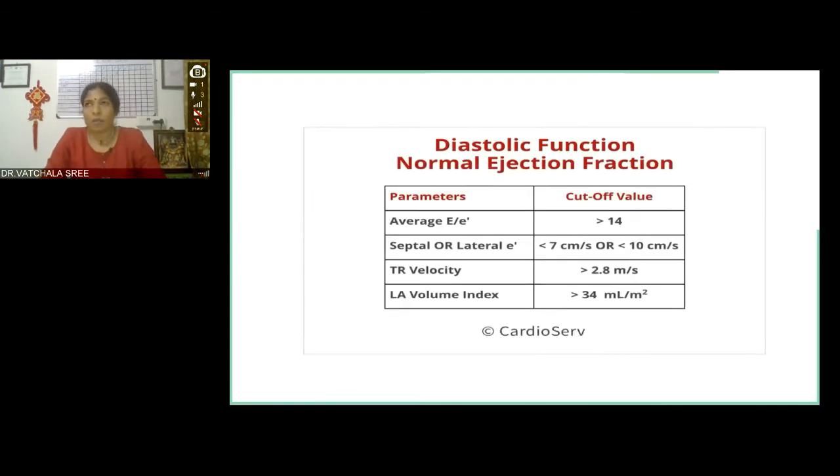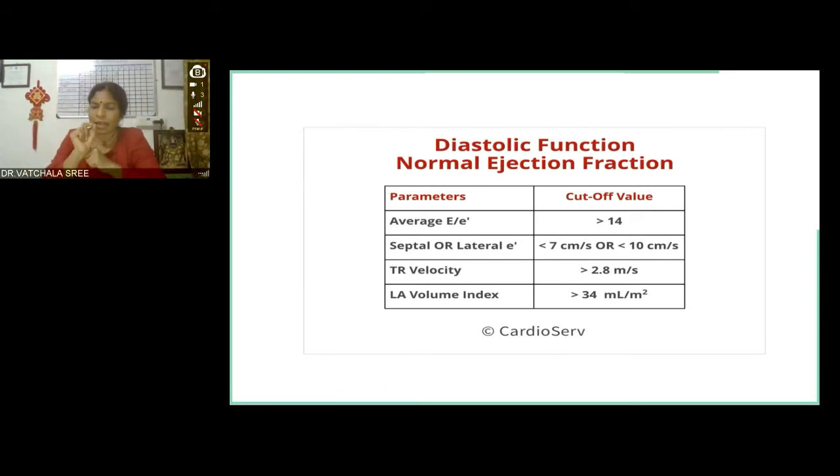Now, both the guidelines, the 2009 and the 2016, aim to train us to an algorithmic approach of diastolic dysfunction. So they want us to follow certain set algorithms. The first thing that we have to identify is which algorithm to choose. Do I choose this algorithm, or this algorithm?